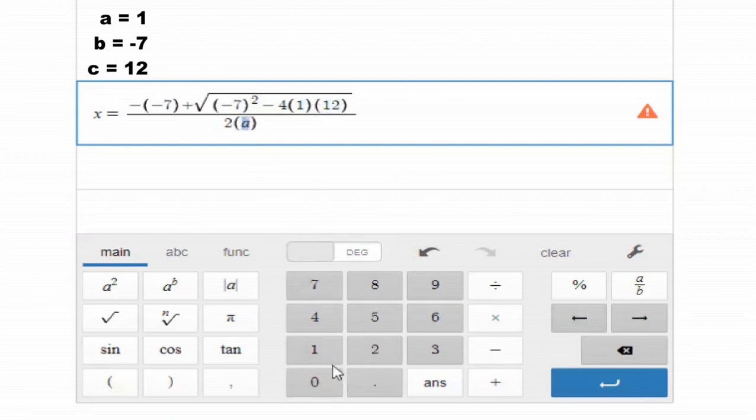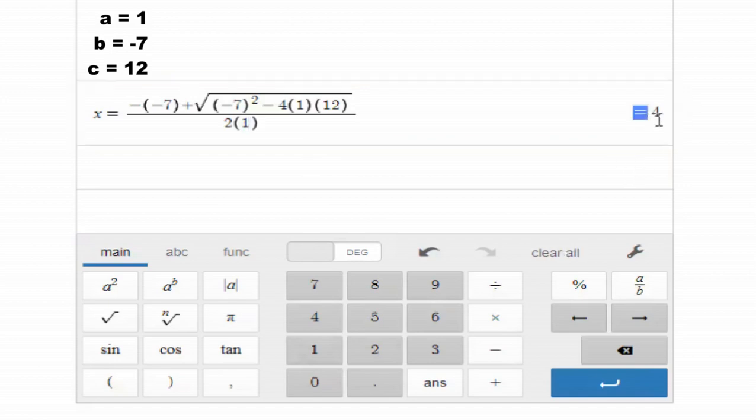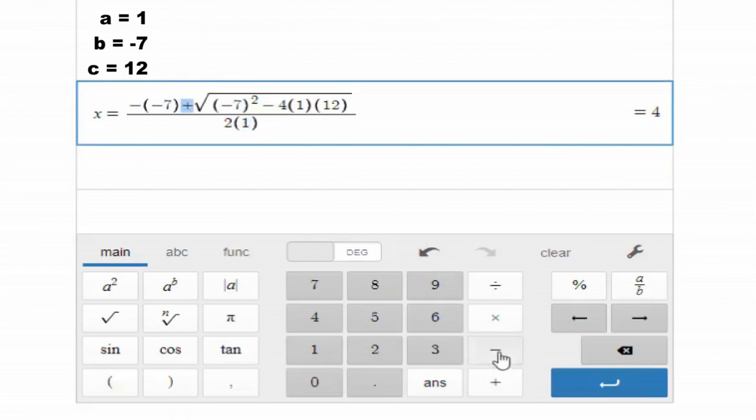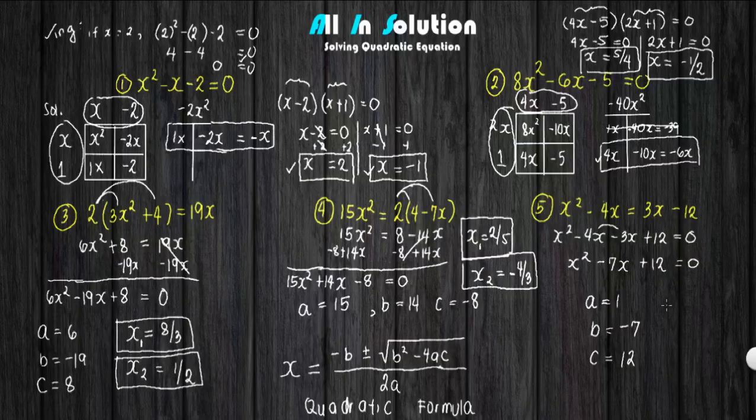Doon sa denominator, meron tayong 1. Okay, yung positive sign ng ating equation, we have 4. That is our first solution. And for our second solution, we have 3 naman. Okay, once again, first solution, kapag positive, ang lalabas ay 4. Kapag negative, ang lumabas ay 3. So let me write the two solutions in this last example. X is equal to 3 and the second solution is equal to 4.